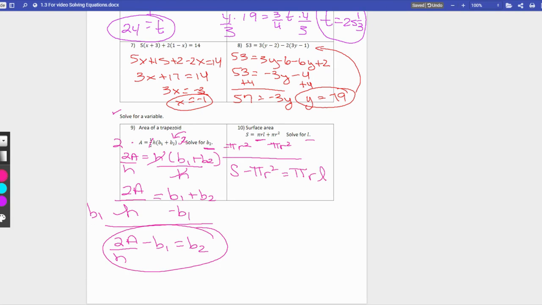So again, I want to get L by itself. So I'm going to divide both sides by pi r. Now I can't simplify these pi's because I don't have a pi on the other side. This pi times r is underneath both my term of S for surface area and pi r squared. So I just have to leave that. So this will all simplify. So my final answer there is S minus pi r squared over pi r, and that is equal to L.